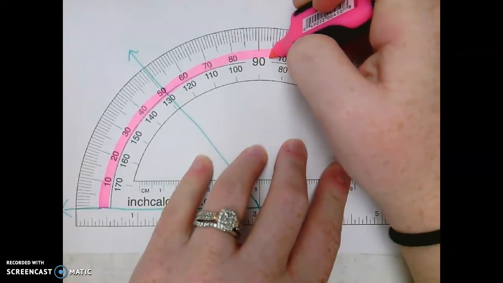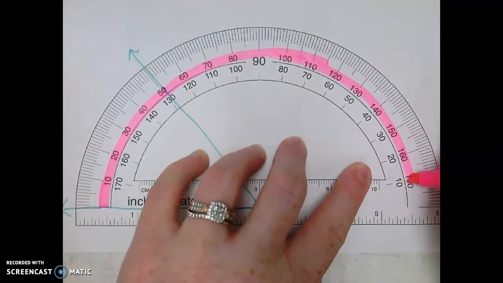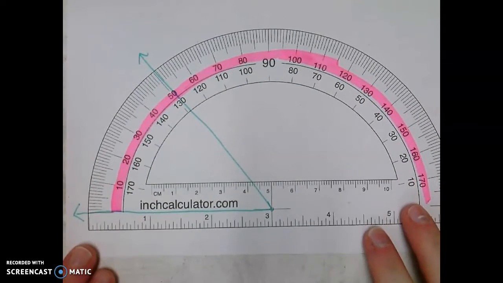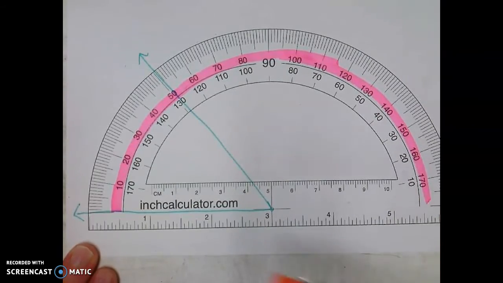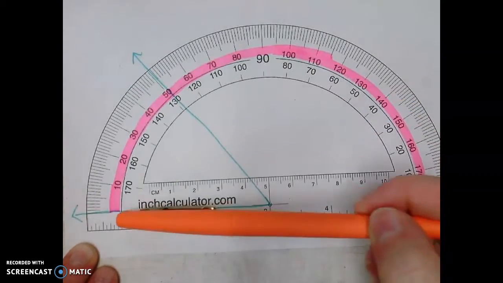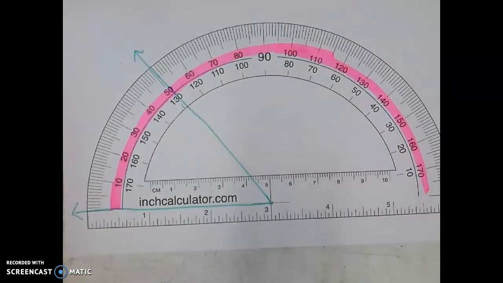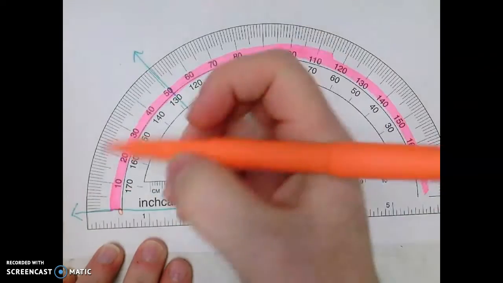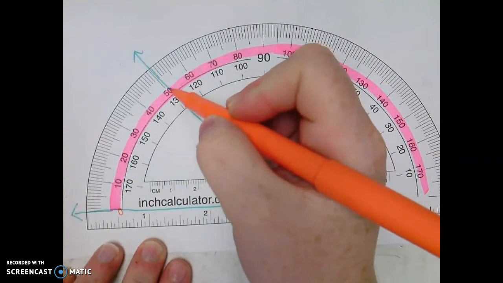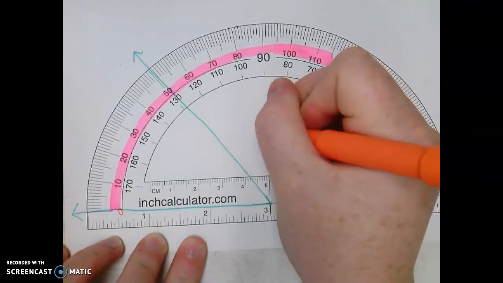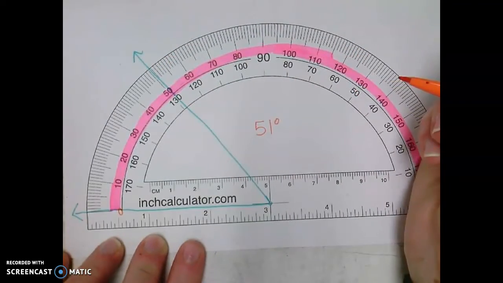So when the arrows are pointing to the left, we're going to use the numbers on the outside of the protractor. Okay? We're going to use the numbers on the outside of the protractor when our arrows are pointing to the left. We're not going to start at 170 and go up. We're going to start at 0 and go up. Okay? So when we start at 0, that's 0. When we start at 0 and go up, we land on, we're close to 51. So this angle right here is 51 degrees.